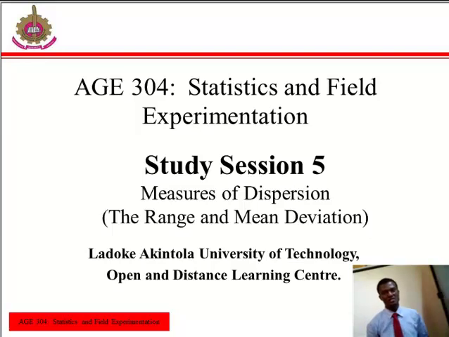Welcome to AG 304, Statistics and Field Experimentation. Study Section 5, Measures of Dispersion. The range and the mean deviation.